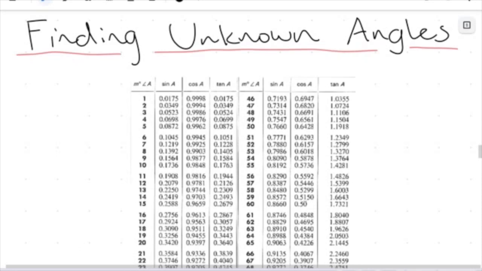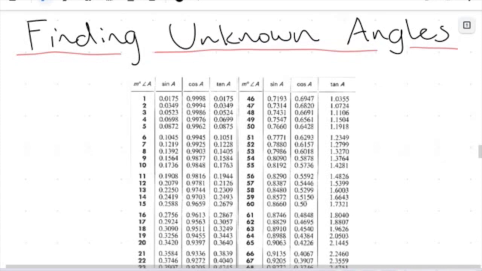Hey everyone, welcome to another little recap video from Year 9 Trigonometry before we move on to all of the new content that we're doing in this series, which is Year 10 Trigonometry. We are looking now at finding unknown angles.